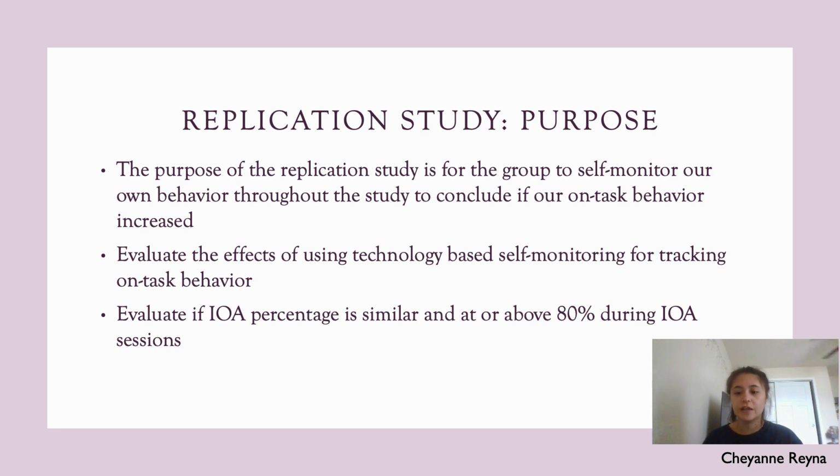The second purpose is to evaluate the effects of using technology-based self-monitoring for tracking on-task behavior. What this means is that in those phases where we were using the technology to self-monitor, getting those updates, are we on task? We wanted to see if that did in fact help us stay on task. And our third one is to evaluate if IOA percentage is similar and is at or above 80% during the IOA sessions. During those IOA sessions, we would watch our partner's video, our partner would watch our video, and we would calculate the time that we were on task and compare it to what our partner had.